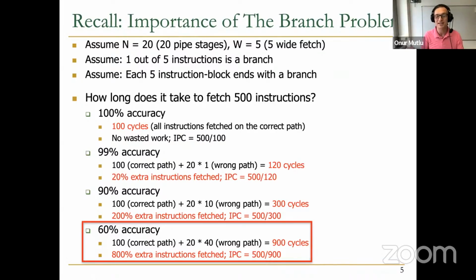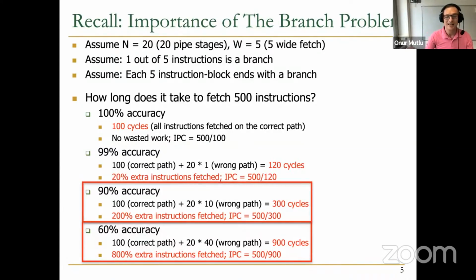And this is 60%. 60% is better than random luck. And you may be lucky to predict 60% on some hard to predict branches basically. And if you go to 90%, it's better, but it's not that great still. Basically, the processor fetches 200% extra instructions. Basically, 2 out of 3 things that it does is useless. You can think of it that way also. And its IPC is 1.66, which is not 5, far away from 5. And this is 90%. 90% is actually quite good, especially if the branch is hard to predict.